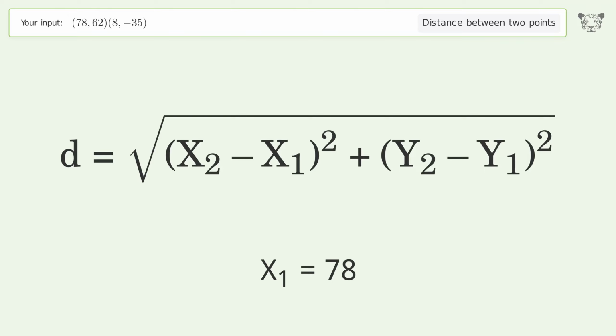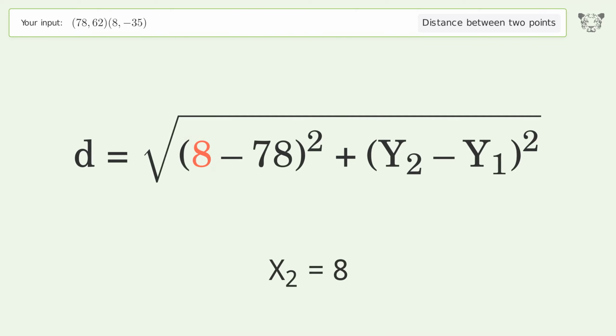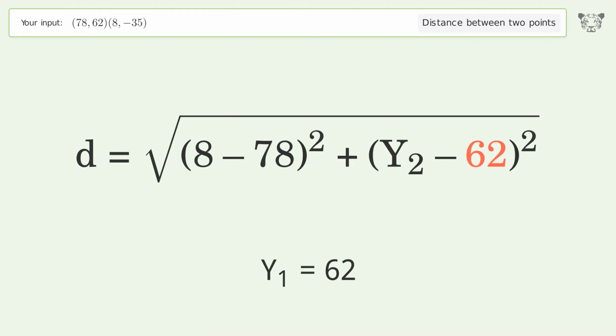x1 equals 78. x2 equals 8. y1 equals 62. y2 equals negative 35.